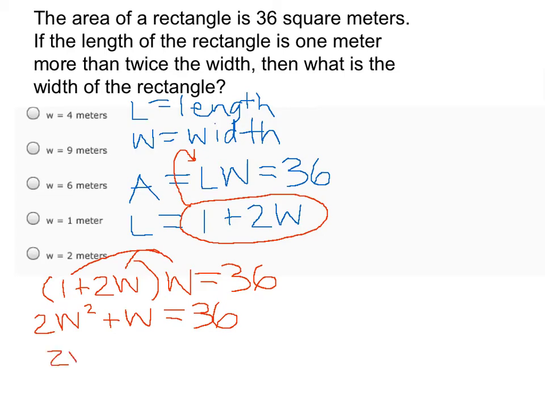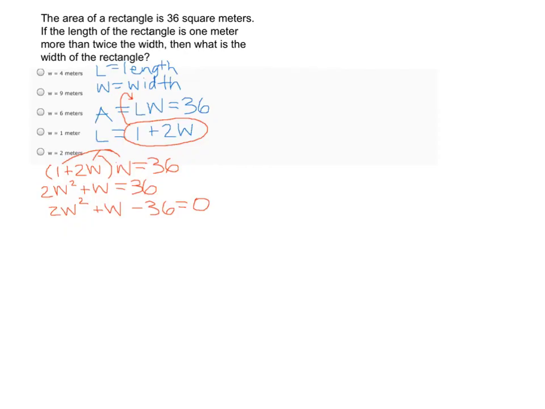So we would do that by subtracting 36 from each side, and we're left with 2w squared plus w minus 36 equals 0. Now we want to use the method of factor by grouping to continue to solve this problem. So we want to look for factors of negative 72 because we multiplied the leading coefficient by the constant. And we want those factors to add up to a positive 1. And so those factors turn out to be 9 and negative 8.